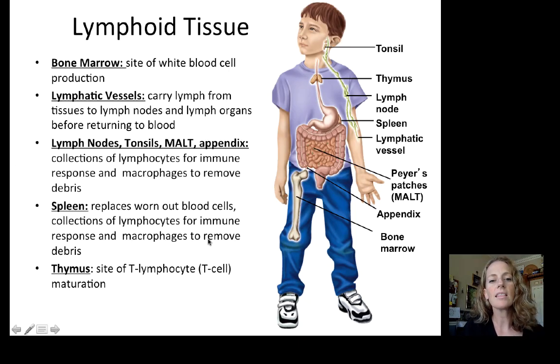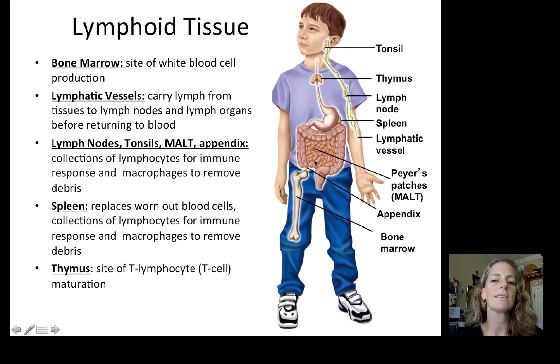So again, the lymphoid tissues are going to be a primary site of the immune system. So unlike other systems, these tissues are not connected. So it's not like the heart connected to the blood vessels. These are all distributed throughout the body, so they are more connected by function and by cell type than they are by actual literal connections.